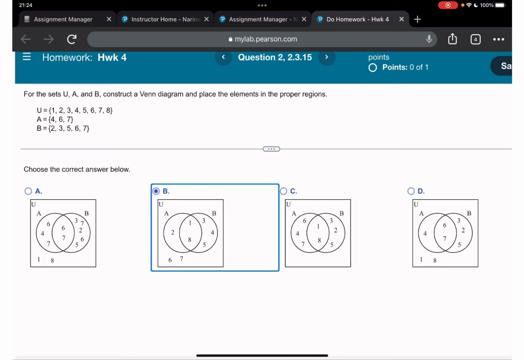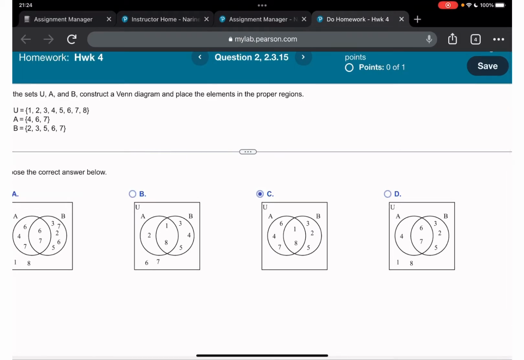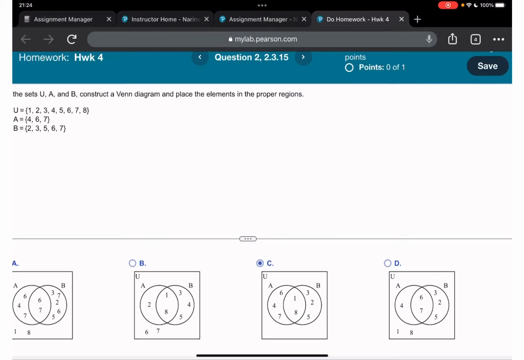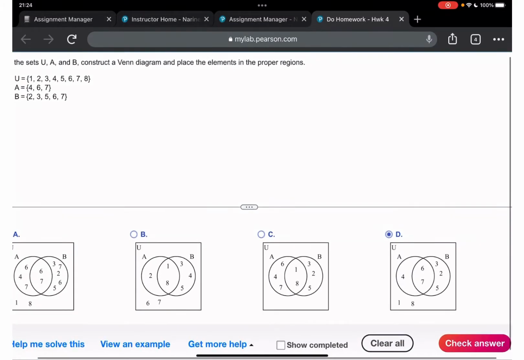A has 2, 1, 8 in this case, so it's not B. Moving to C. So 4, 6, 7, and we have 4, 6, 7, 1, 8. Also, it's not C. So, well, looks like it's going to be the last case, D. So, yes, we get 4, 6, 7.